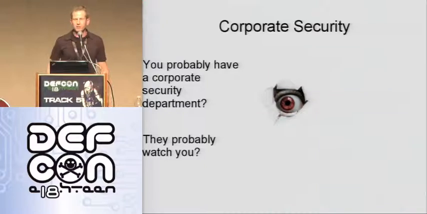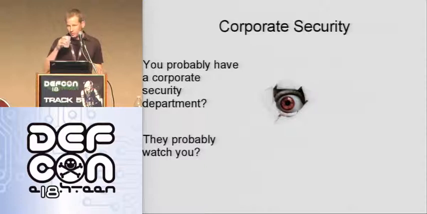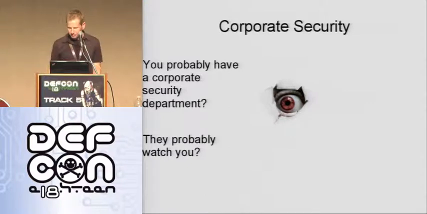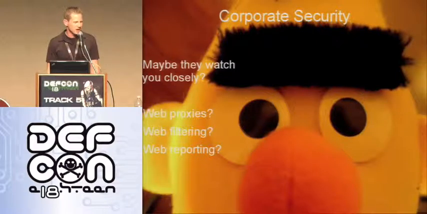Now, if you're like most organizations, you probably have a computer security department. And if you're like most organizations, that department probably watches what you do, or at least what they think you're doing, or your computer's doing, and they associate that with you. Now, they may watch you very closely. They may have web proxies in place. They may have web filtering. They may have web reporting in place.